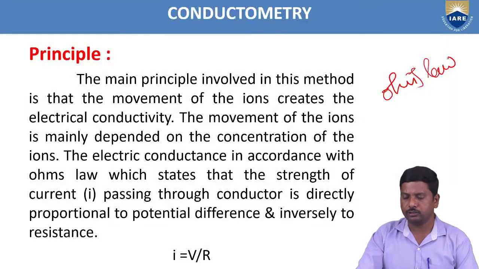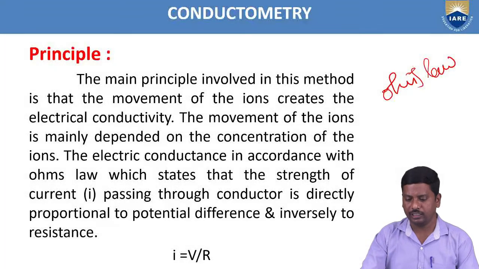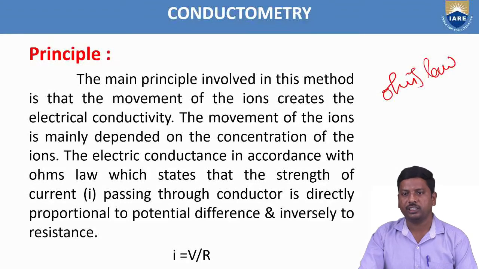What is Ohm's law? According to Ohm's law, the current passing through a conductor is directly proportional to the potential difference and inversely proportional to the resistance. That means the current I is equal to V by R. According to this equation, the current is directly proportional to the voltage or potential difference and inversely proportional to the resistance. So it is the main principle involved in conductometry.